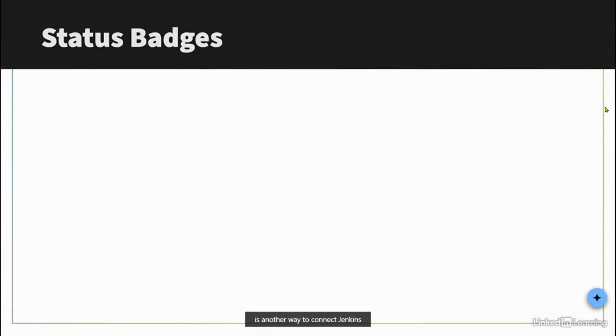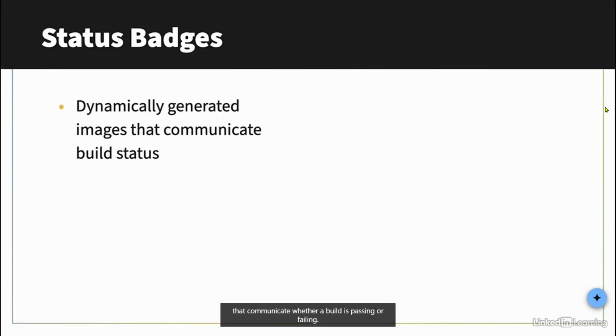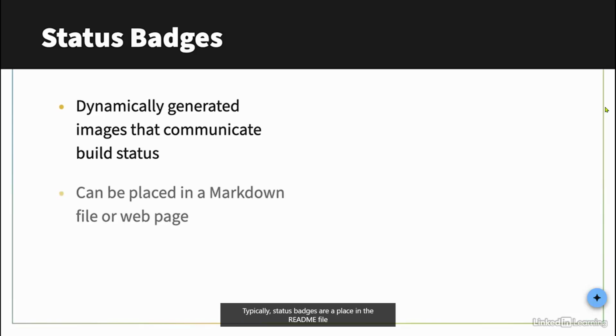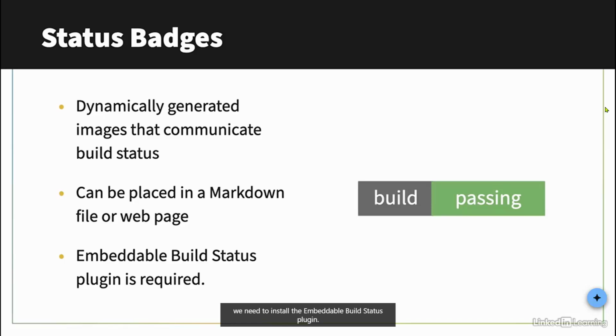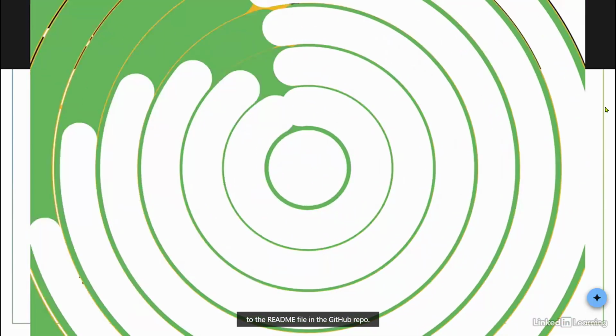Displaying a status badge is another way to connect Jenkins with a version control system. Status badges are dynamically generated images that communicate whether a build is passing or failing. Typically, status badges are placed in the README file for a GitHub repository. However, they can also be embedded in web pages or other online documents. To enable status badges, we need to install the Embeddable Build Status plugin. Let's install this plugin and add a status badge to the README file in a GitHub repo.